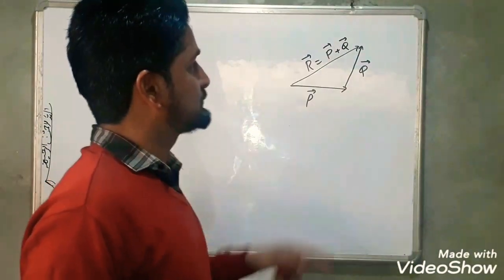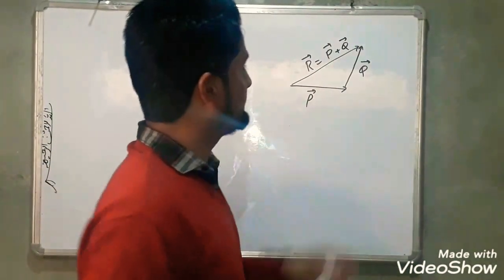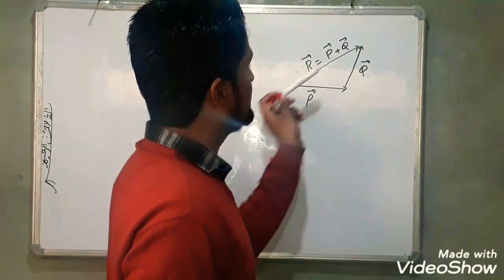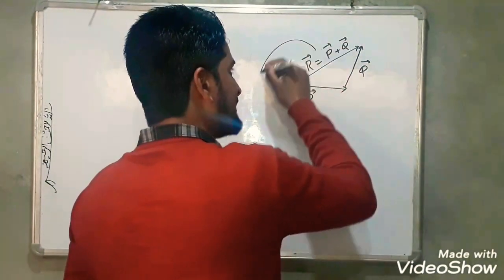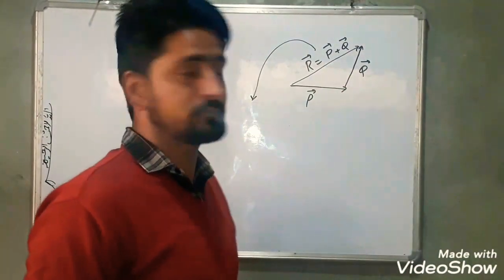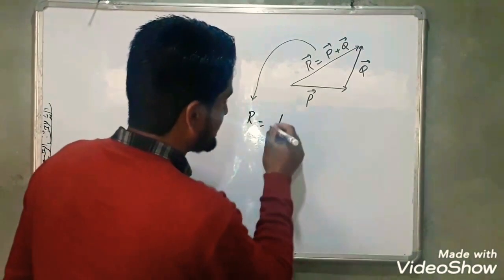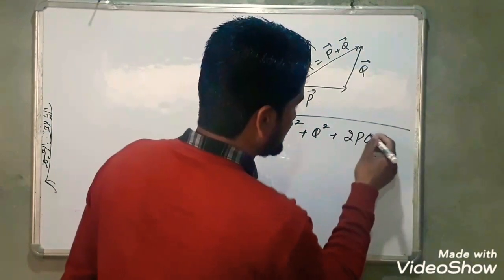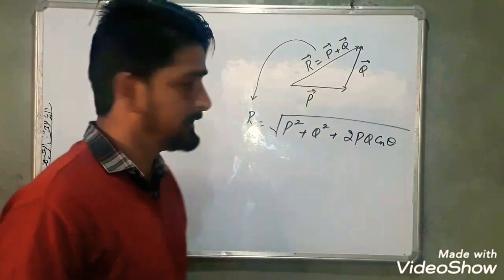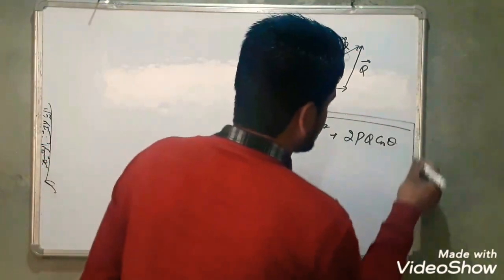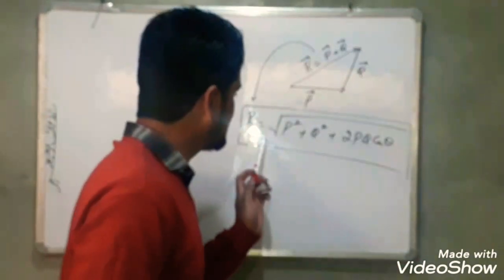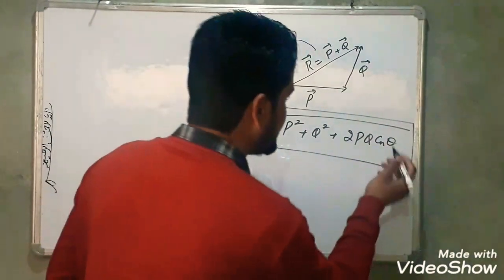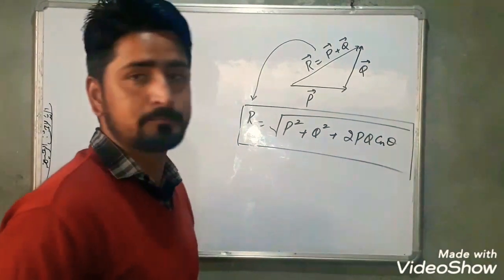This resultant of two vectors we can find by means of a law called the triangle law of vector addition, where R is equal to P plus Q, and we have calculated the magnitude of the resultant as R equal to under root of P square plus Q square plus twice P Q cos theta, where theta is the angle between the two vectors P and Q.